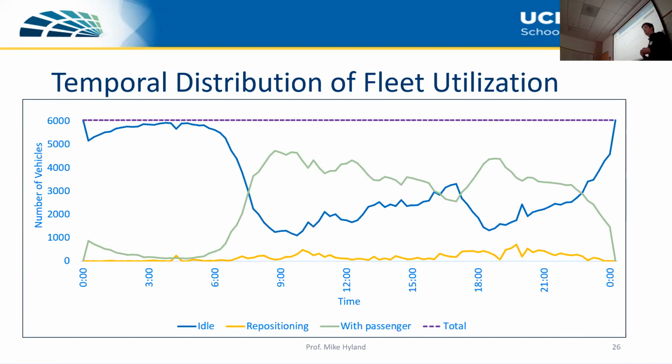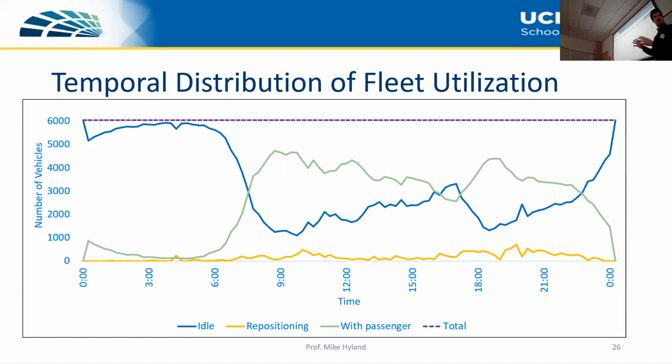One of the nice outputs of our model is that we have conservation of vehicles throughout the day. We can tell you at any time step within the day, whether it's every 5 minutes or every 15 minutes, exactly how many vehicles are occupied serving travelers, how many vehicles are idle, and how many vehicles are repositioning. And that always adds up to our fleet size value. The path cover approach does not have this property.